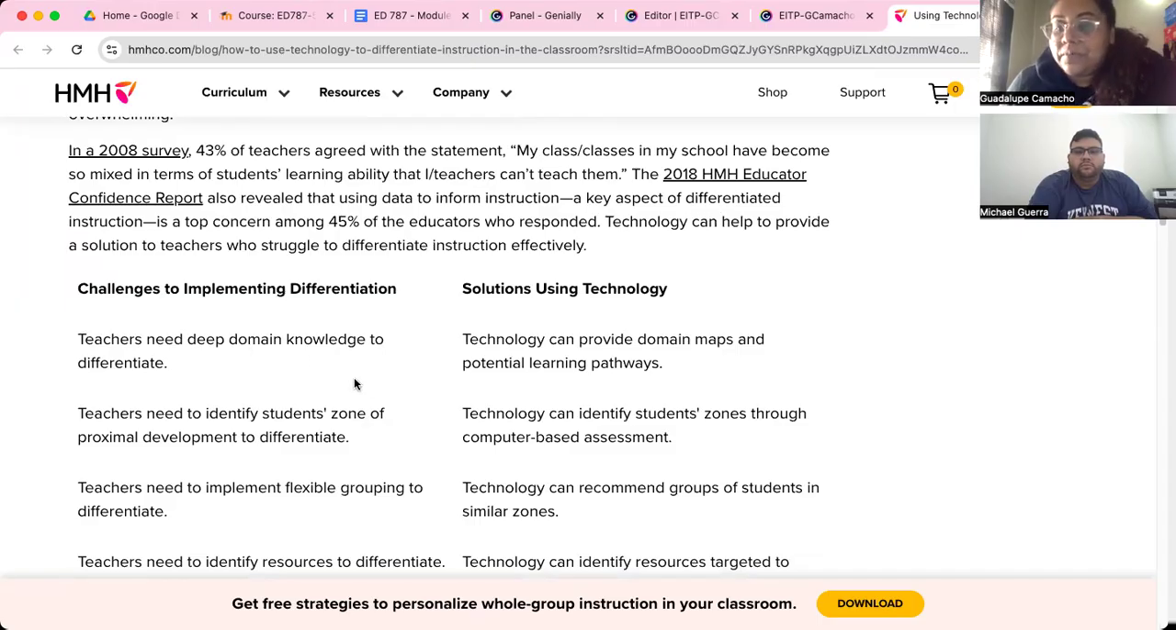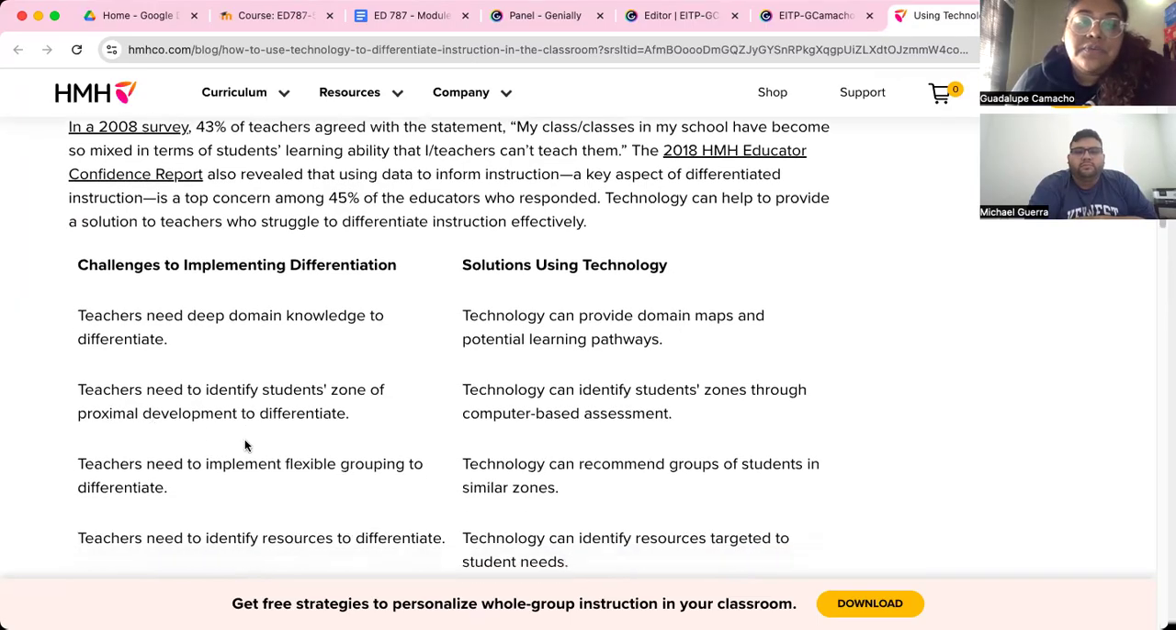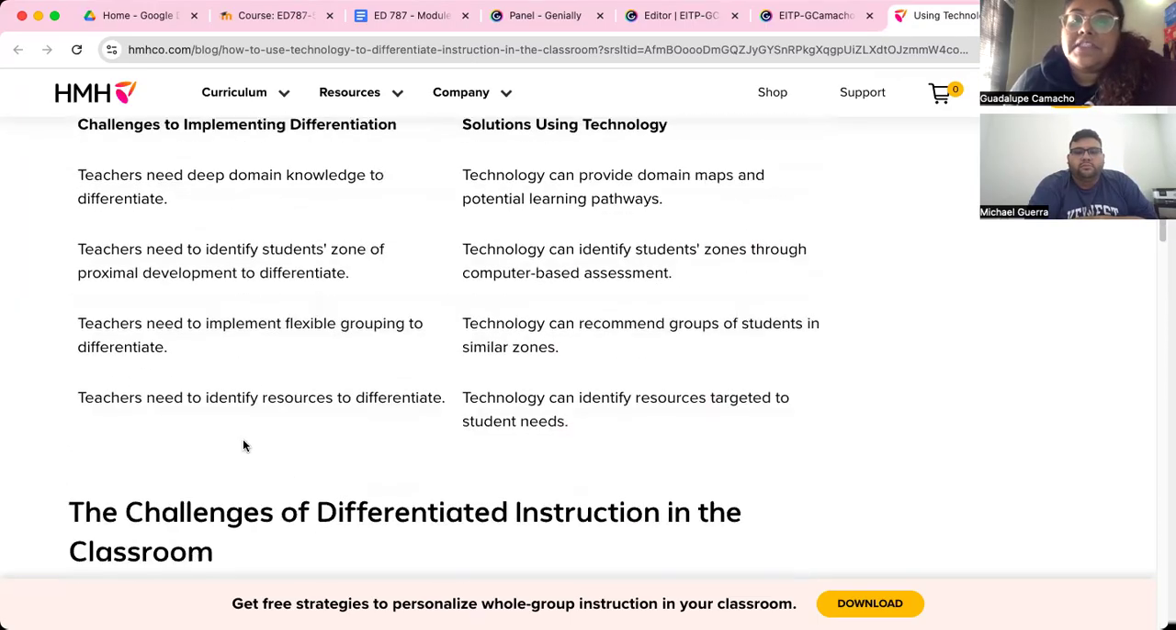So we need to know what we're talking about for our students to learn. And one of the solutions is that technology can provide domain maps and potential learning pathways, which is IXL, essentially. This is just a few things that can help you shift that mindset from traditional differentiation to, okay, now I'm going to implement technology for my students to actually have growth, since we do have to implement technology for everything these days.